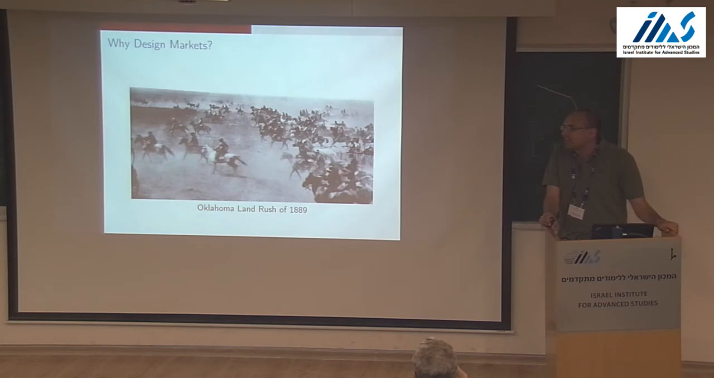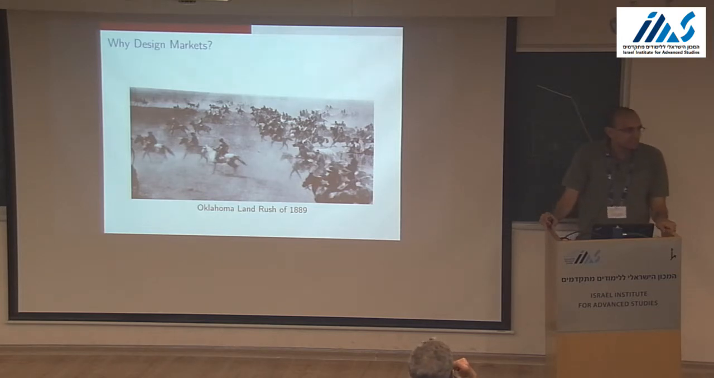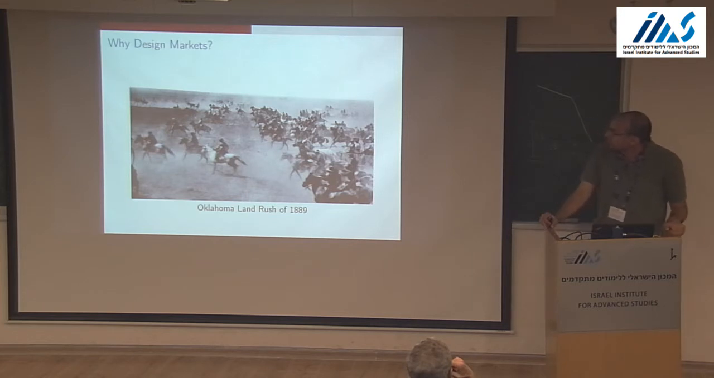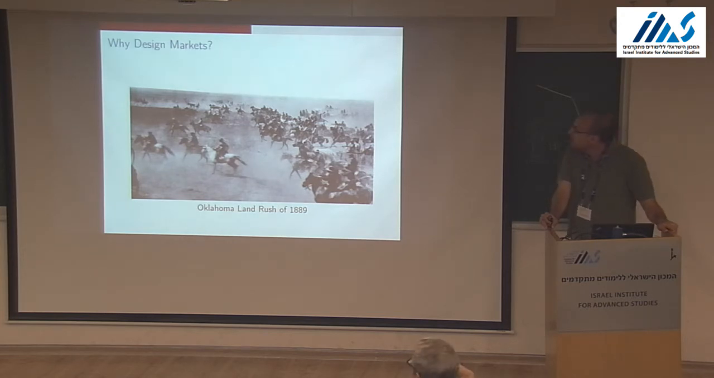So this is a picture of an allocation mechanism that was devised in the United States. This was in the late 1800s. The president of the US, Benjamin Harrison, thought it was a good idea to reclaim about 2 million acres of land from the natives. And the scheme that was adopted was a scheme where at high noon in the spring of 1889, settlers were asked to stand behind a line, a gun was shot, and whoever claimed a plot of land first was able to obtain that plot of land.